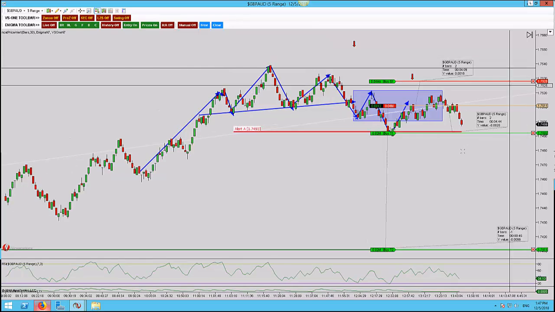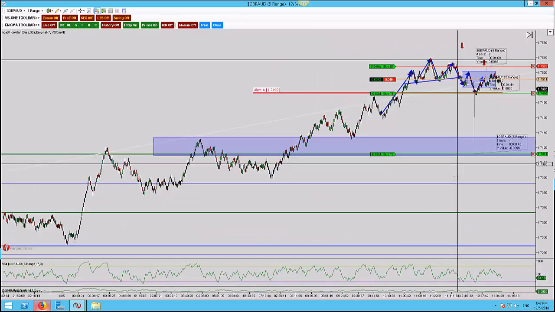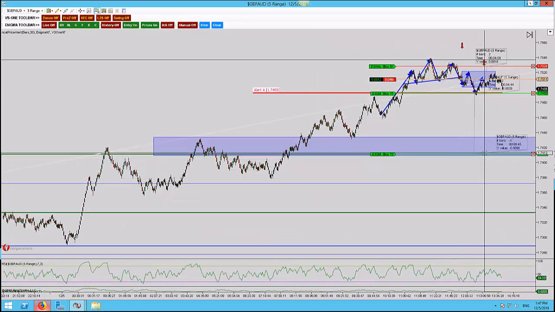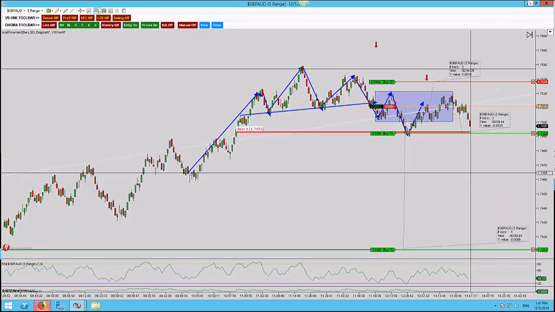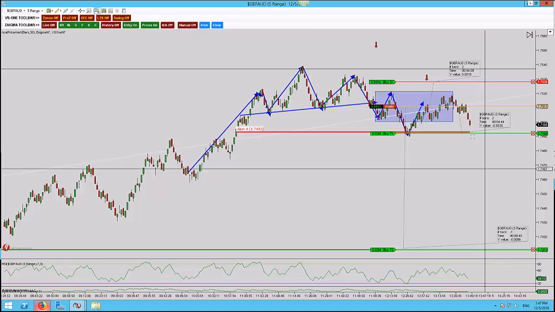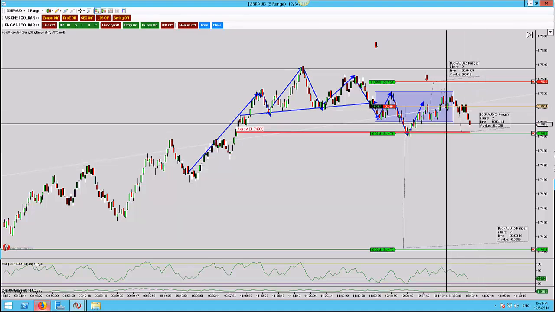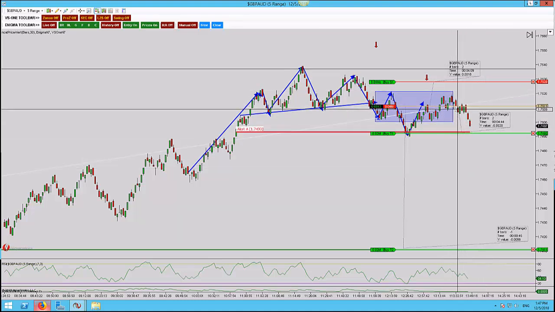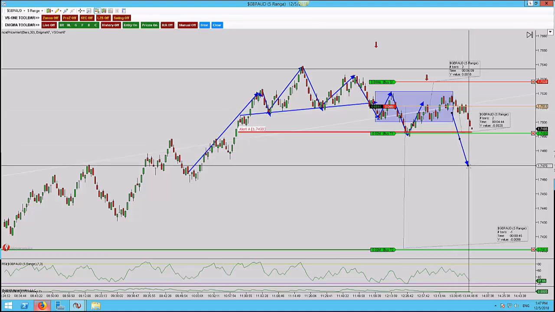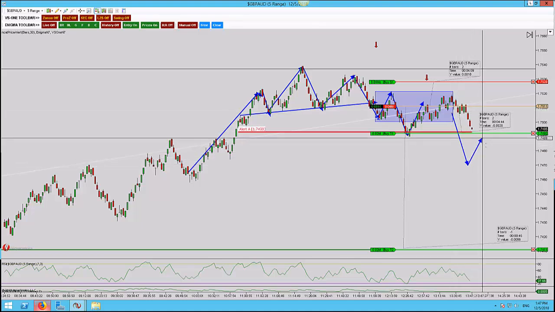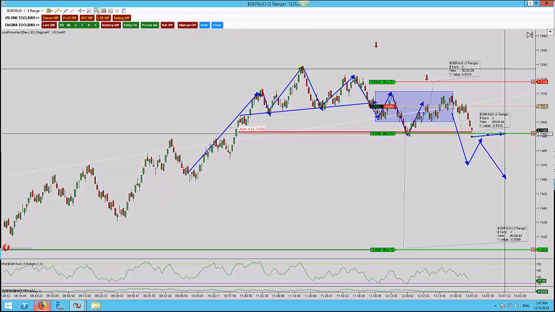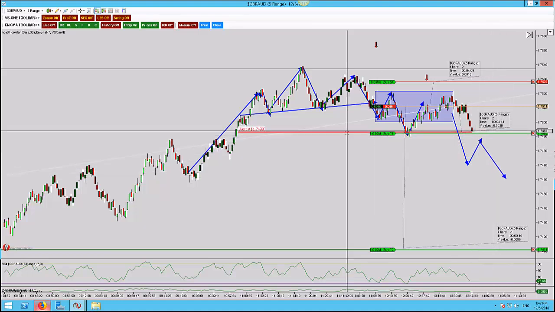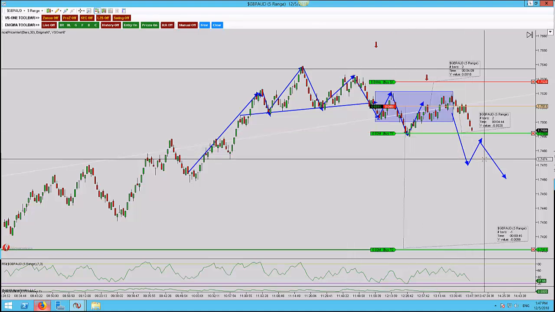Let's just have a look. Yeah, just looking at secondary targets. So if we do put a new structure low in, well, if we hit targets here, I'll be able to move to break even. And then really I'm just going to be looking for a move lower, a pull back, move lower, and then I can move stops to above the high here, and really just keep trailing this thing down all the way.